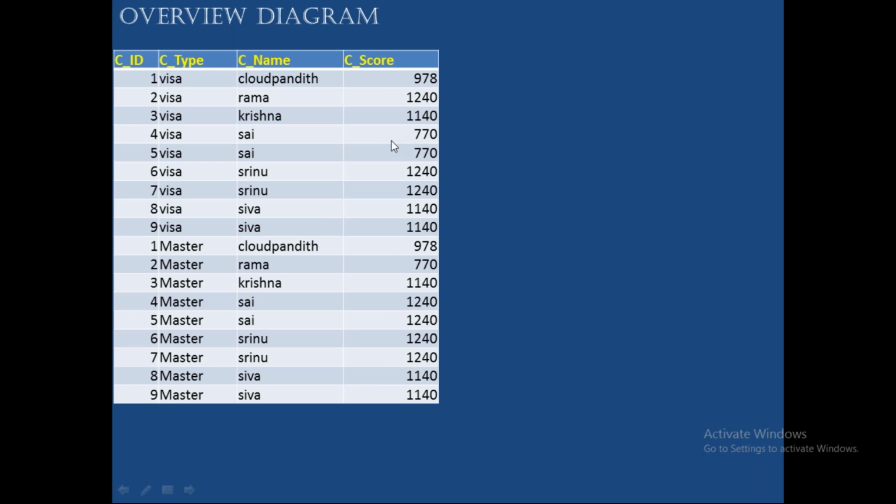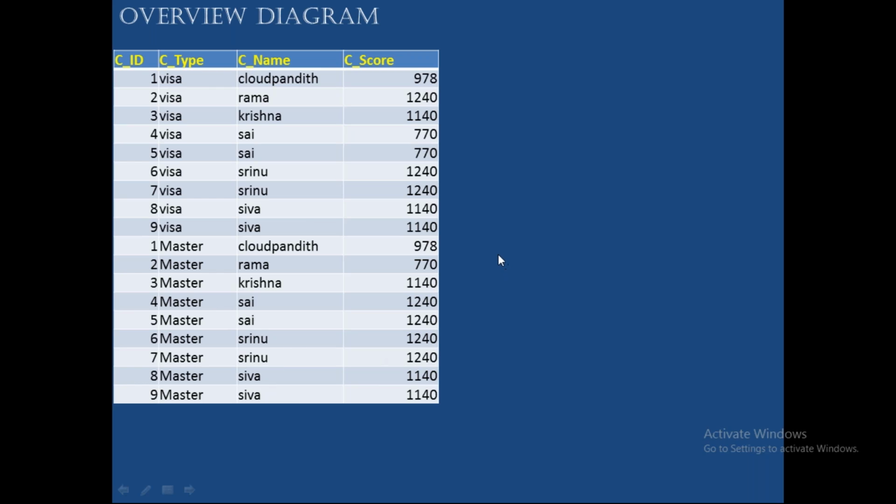But if you look here, do we have any duplicate records? Yes, we have duplicate records. You see here, we have a duplicate record here. Next, here we have a duplicate record. Here we have a duplicate record. See, Visa Srinu 1240, Visa Srinu 1240, Visa Sai 770, Visa Sai 770, Visa Siva 1140, Visa Siva 1140. Next, in the same way, Master Sai 1240, Master Sai 1240. Here, two duplicates, two duplicates, two duplicates.